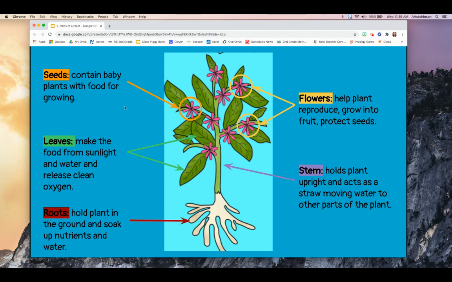Double check your worksheet. Did you have all parts of the plants labeled correctly? Did you remember what each part does to help the plant grow and survive? I bet you did, second grade scientists.